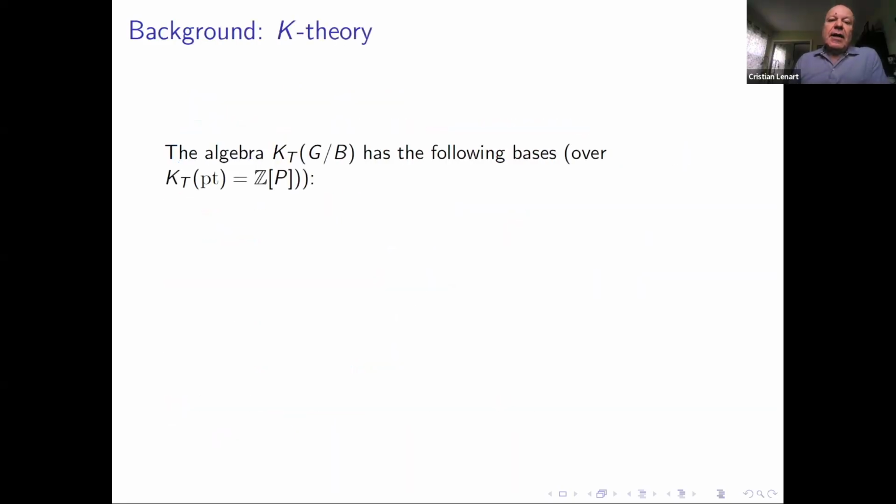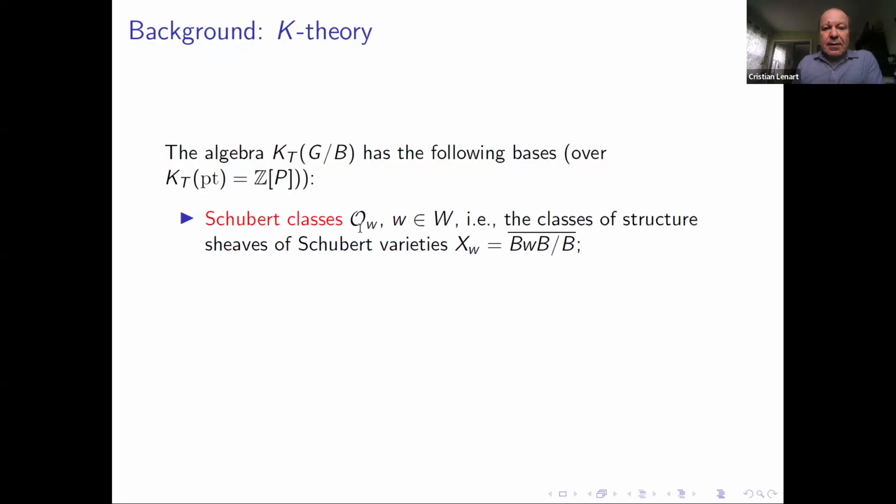So I think Dave Anderson gave a talk on K-theory. When we look at the T-equivariant K-theory of the flag manifold G/B, we consider it as a module over the K-theory of a point, which is the group algebra of the weight lattice. And we consider the following bases. We have the Schubert classes indexed by Weyl group elements, O^w, which are classes of structure sheaves of Schubert varieties defined in the usual way.